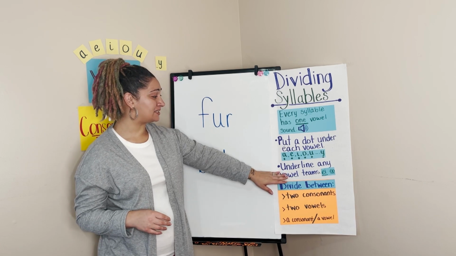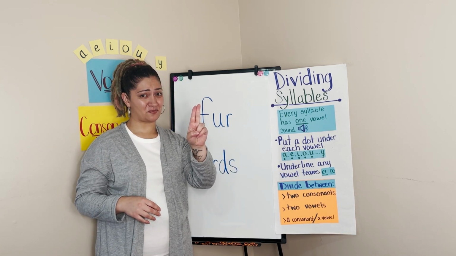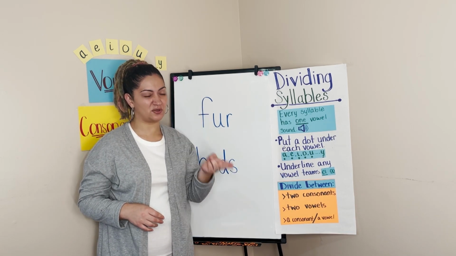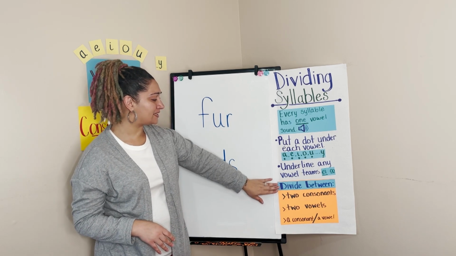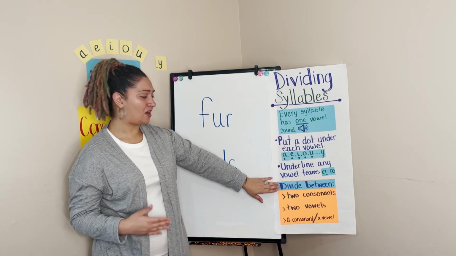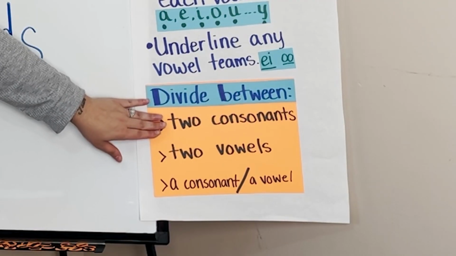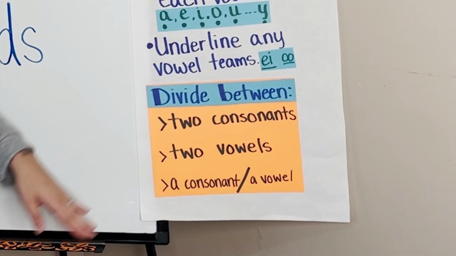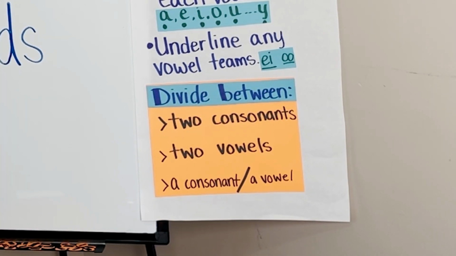If we find a vowel team, those vowels that are working together to make one vowel sound, we'll underline them. And then we can decide how to split the word. Are we going to split the word in between two consonants, two vowels, or a consonant and a vowel?